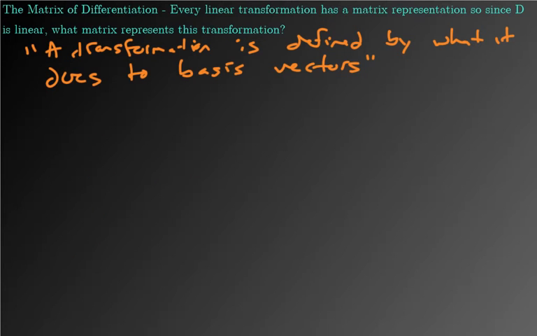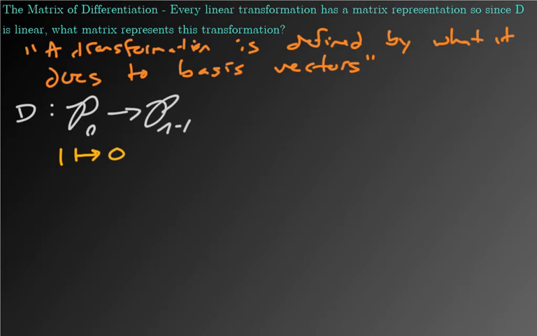In terms of the derivative operator, it sends nth order polynomials to n minus 1 order polynomials. So there's actually a notation for this. The constant 1 is mapped to 0. And this is actually a formal notation. This means you're taking one specific vector and mapping it to one specific vector.